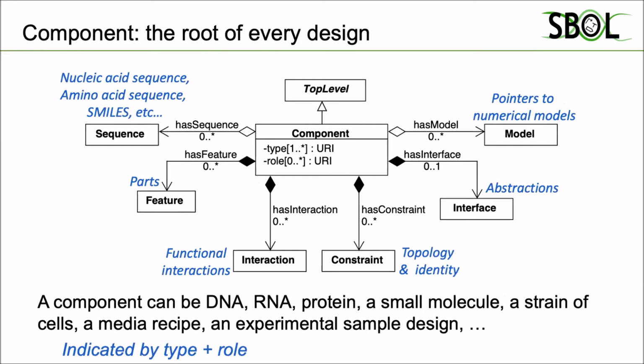So let's talk about the actual data model itself. I'm going to start here with components, which are in many cases the starting point of any design that we want to talk about. DNA, RNA, protein, small molecules, cells, media recipes, the design for an experimental sample, all of these are components. And a component has at its core two things. One is a type. We have to have at least one type that says which of those types of things it is. Am I talking about a piece of DNA or am I talking about a strain of cells?